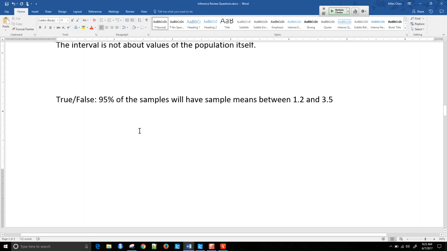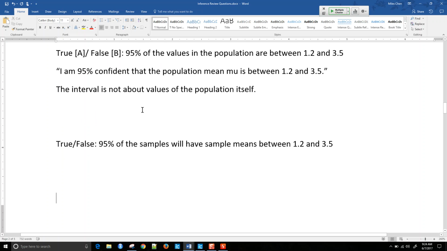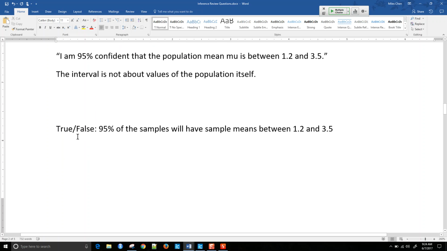Okay. True or false, 95% of samples will have sample means between 1.2 and 3.5. All right, I won't do a clicker question here. I'll just give you the answer. The answer here, again, is false, okay?